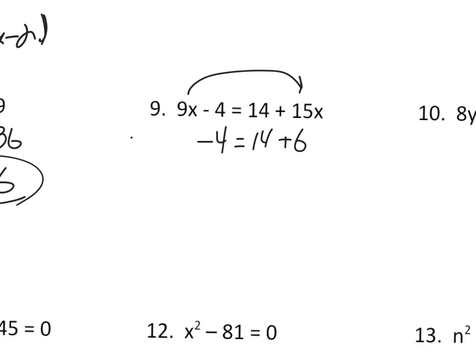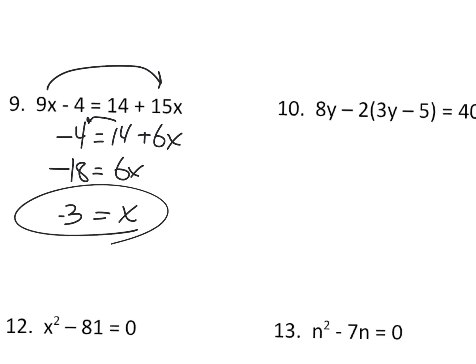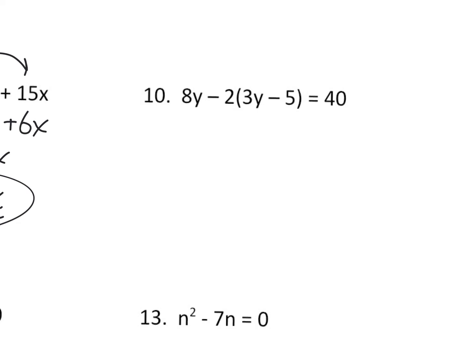15 minus 9 is 6x. Move the 14 over there. Boom, negative 18 is 6x. And divide by 6, you end up with negative 3. Again, check those answers. Number 10, you must start off using distributive properties.